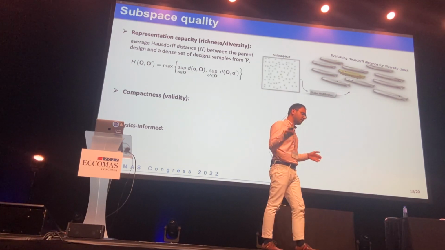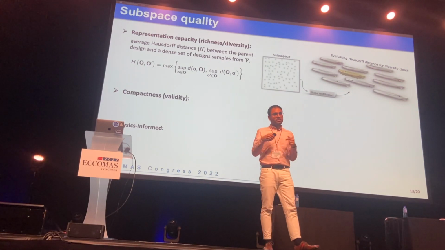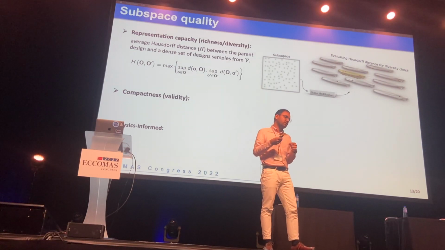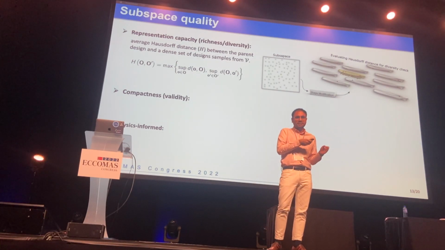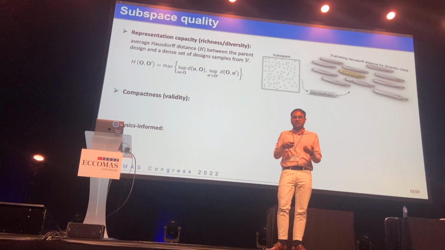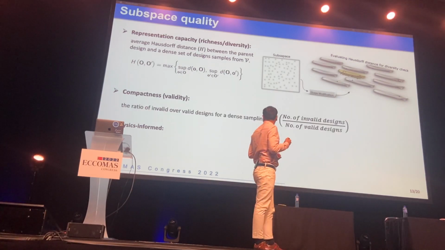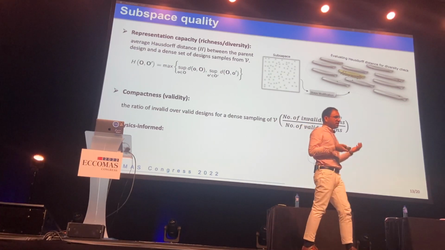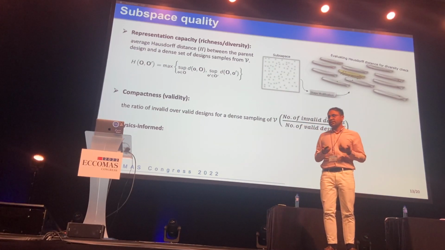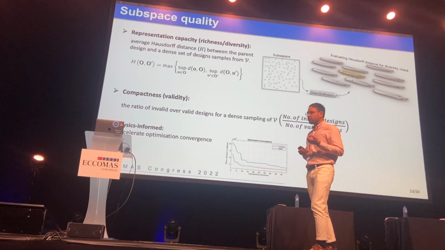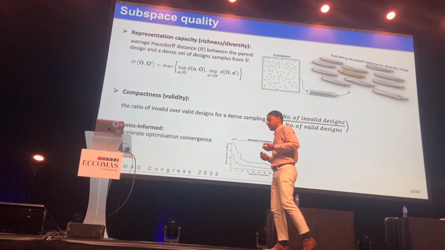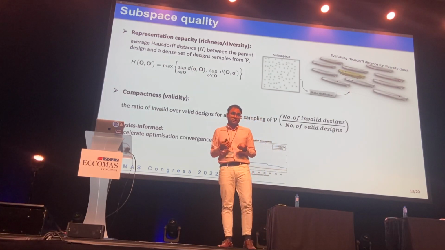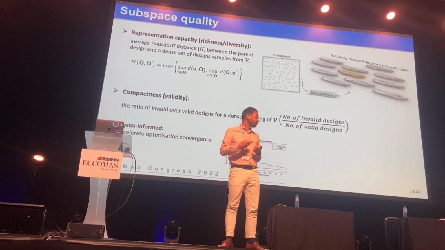We sample a lot of designs over the design space. We measure the Hausdorff distance from the initial design, or the parent design, and we average it. If design space A gives us a higher average distance, that means it is richer than subspace B. For compactness, we measure how many invalid designs a subspace gives us. And in terms of physics informed, if we perform shape optimization in the new space, does it give us faster convergence? That means it does have some knowledge of physics.